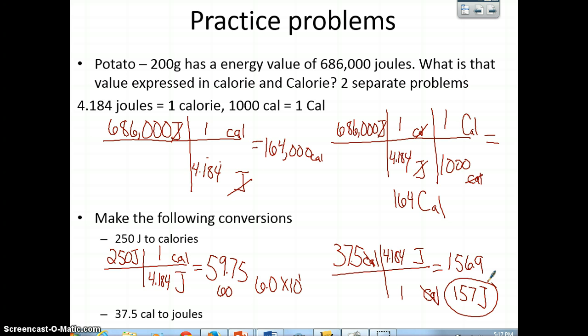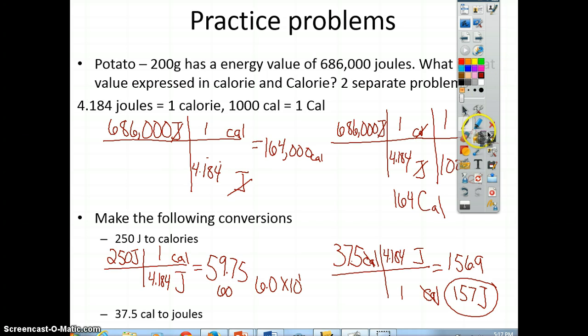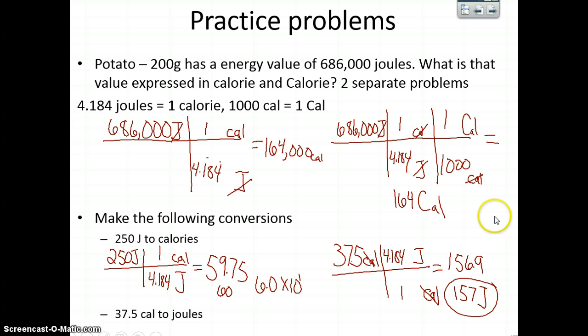Okay. Again, if there are any types of questions on this, this is just converting like we've been doing. You just follow the steps. Write down the number given to you. Make your T-chart. What you're trying to get rid of goes on the bottom. What you're trying to find goes on top. Multiply straight across the top. You multiply straight across the bottom. You divide. You get your answer.